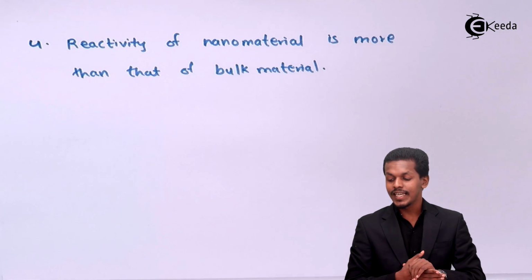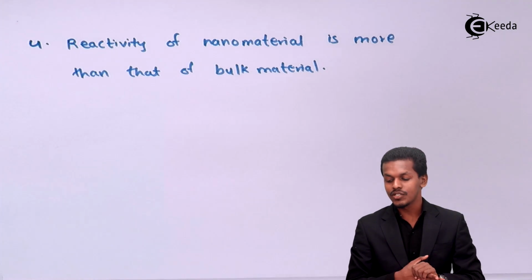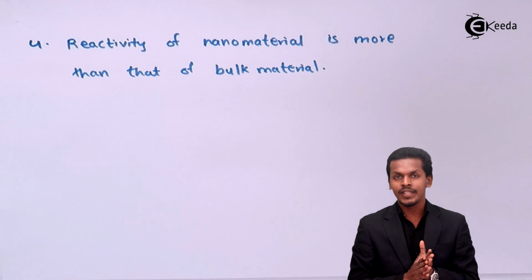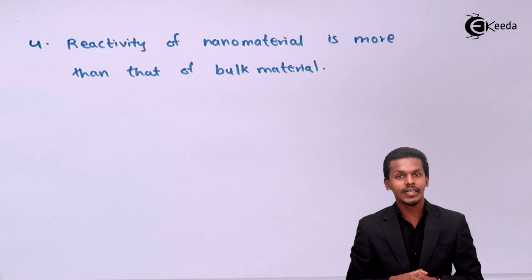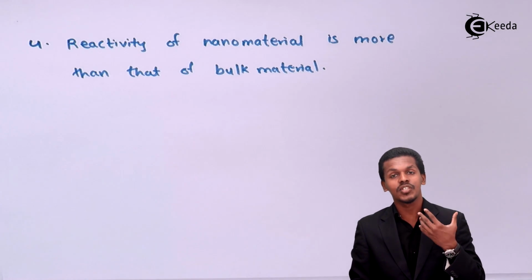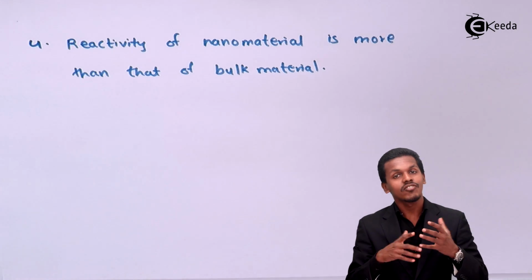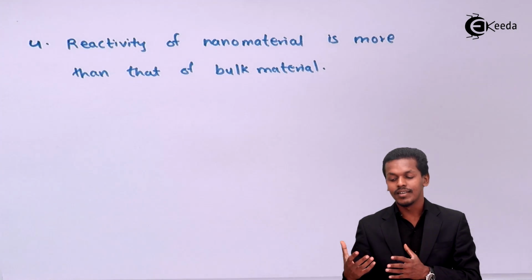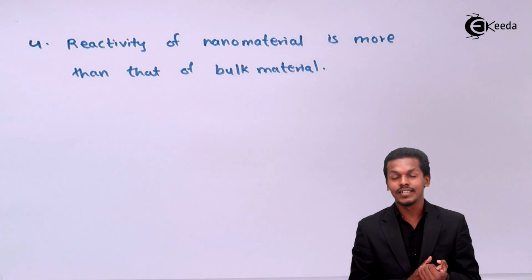And the last point is basically that the reactivity of the nanomaterial is more than that of the bulk material because of the size. We know that nanomaterials are of the size from 1 nanometer to 10 raised to 2 nanometers, and because of this small size, they are very much capable of reacting, and of depositing on the surface of the substrate and all. That's the reason the reactivity of this kind of particles is more compared to the bulk material. So these were the 4 properties that I have discussed.